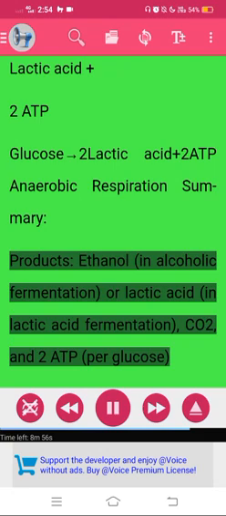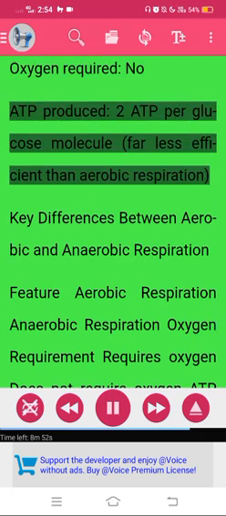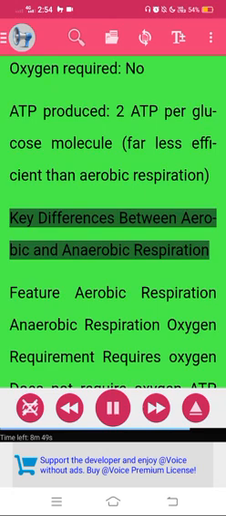Anaerobic respiration summary. Products: ethanol in alcoholic fermentation or lactic acid in lactic acid fermentation, CO2, and 2 ATP per glucose. Oxygen required: no. ATP produced: 2 ATP per glucose molecule, far less efficient than aerobic respiration. Key differences between aerobic and anaerobic respiration.